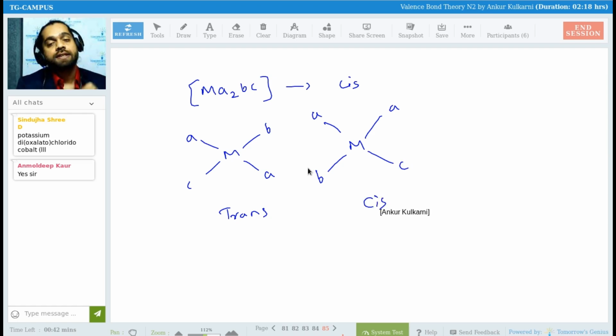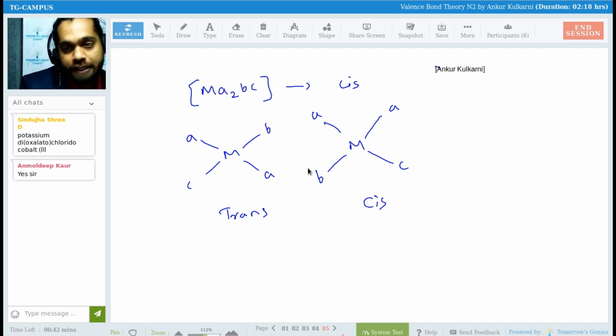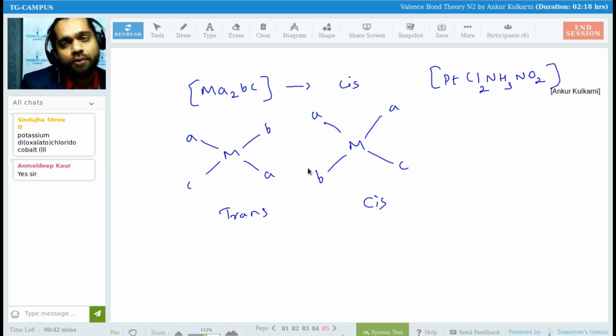Yeah. That means I have three types of ligand. For example, platinum, take any ligand: Cl twice, NH3, NO2. Ma2BC type of complex. So trans and cis.